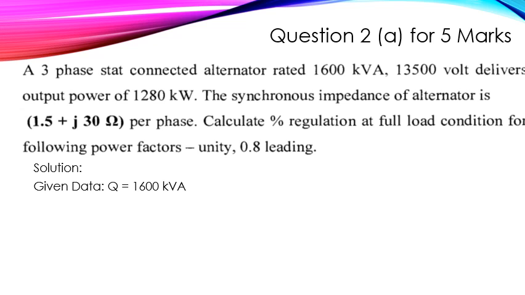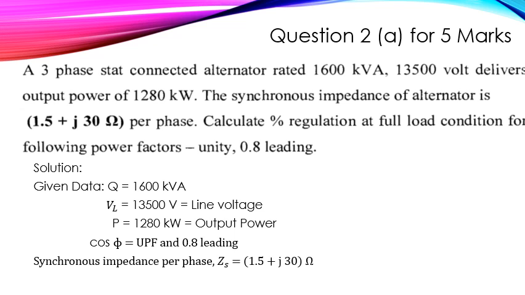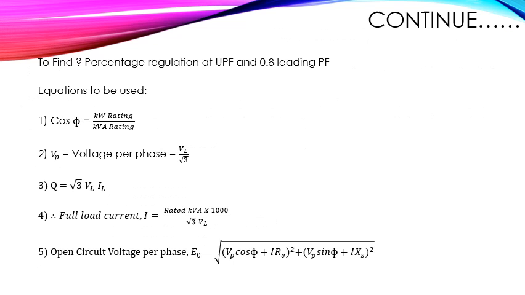As per the question, the kVA rating is 1600. Then line voltage is 13,500 volts. Output power is 1280 kilowatt. Power factor, we have to take the two conditions, that at unity power factor and 0.8 leading power factor. And then synchronous impedance per phase is given as 1.5 plus j30. It is in rectangular form. And what we have to find? We have to find the percentage regulation at unity power factor and 0.8 leading power factor.